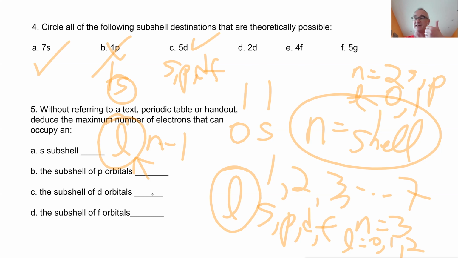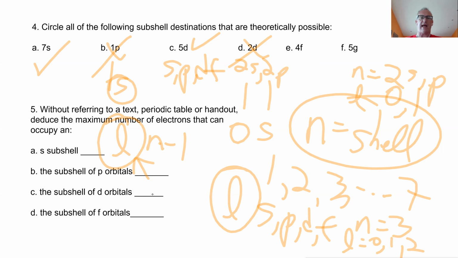Because their principal energy level, or shell, same thing, is 2, my maximum value of L could be either 0 or 1. I can't get any higher than 1. And so it's either going to be 2s or 2p. That's it. It can't be anything else. So I can't have a 2d orbital.